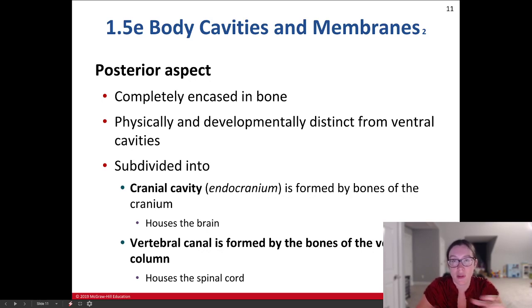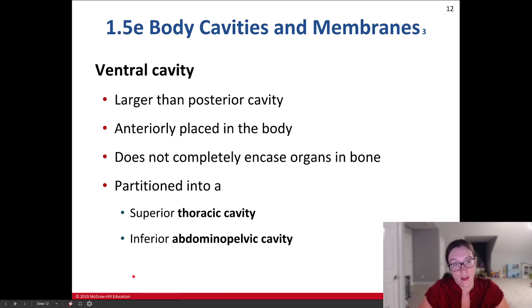They're also going to be enclosed by special membranes called the meninges. These meninges are going to encase them, and they're filled with cerebrospinal fluid. But we're going to talk more about those in chapter 13, so we're not going to focus too much on this in this class, or in this chapter. So as we said, the posterior aspect is subdivided into the cranial cavity that houses the brain and the vertebral canal that houses the spinal cord.